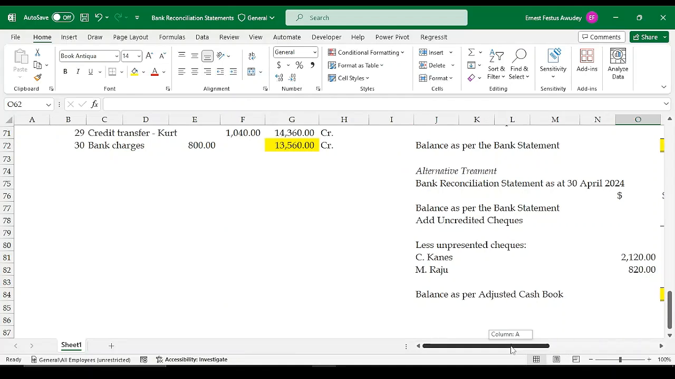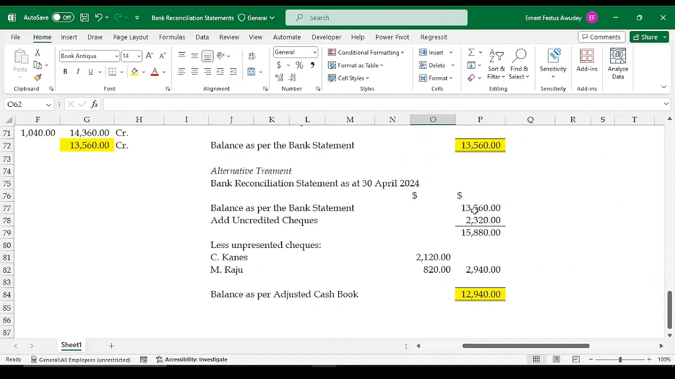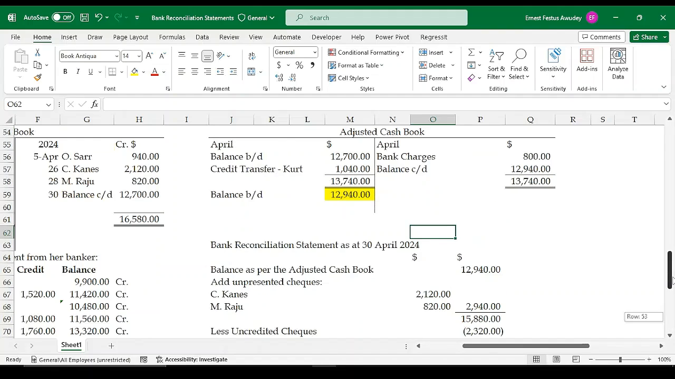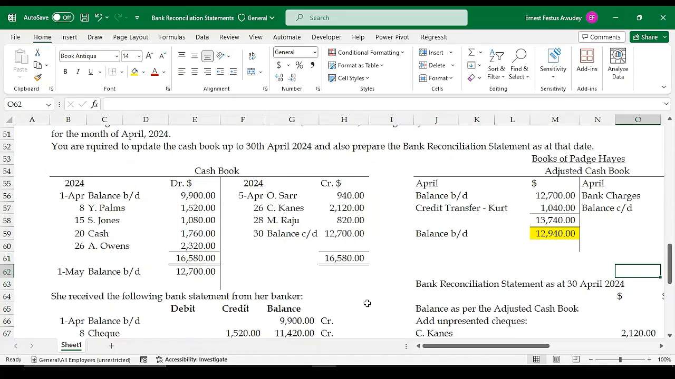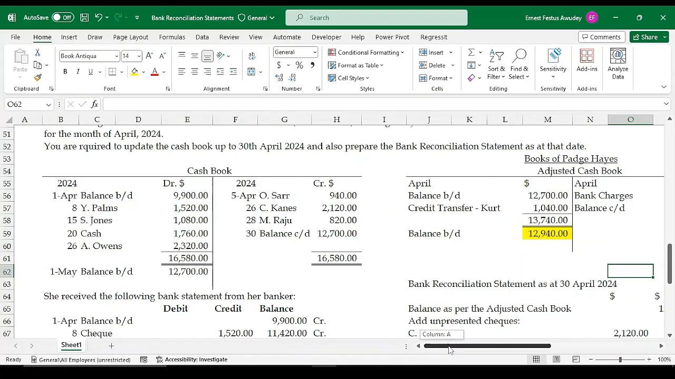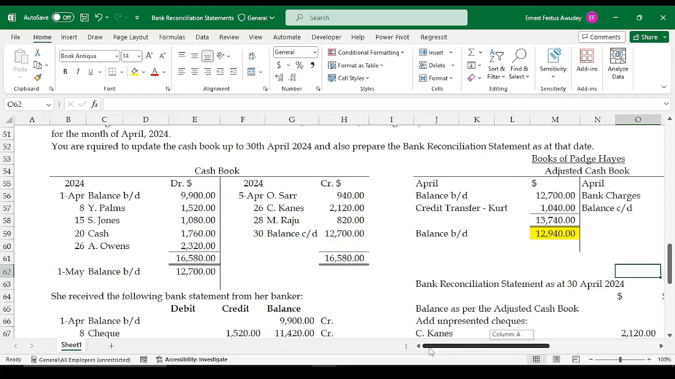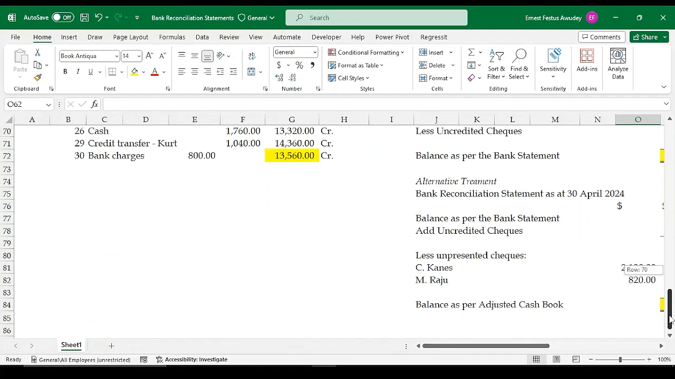Now, we identified one of the reasons for the differences between the bank statement balance and the cash book balance as wrong debits and wrong credits. Sometimes you will see wrong debits and wrong credits within the question you are solving, or the scenario you are dealing with. And how to deal with that is that whenever there is a wrong debit, what we do is that we treat it the same way we treat uncredited checks.